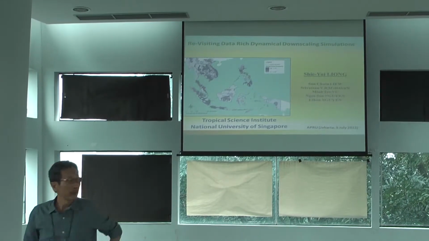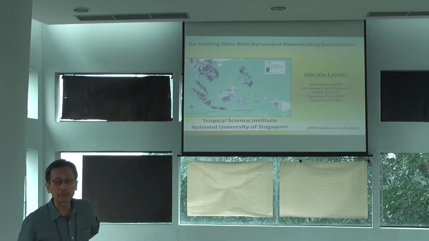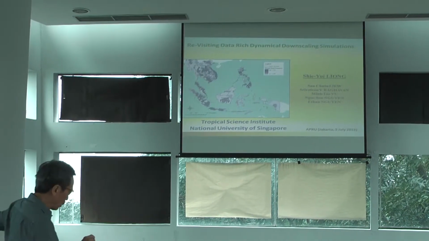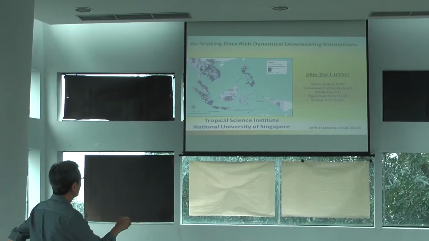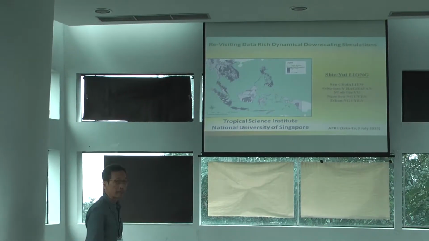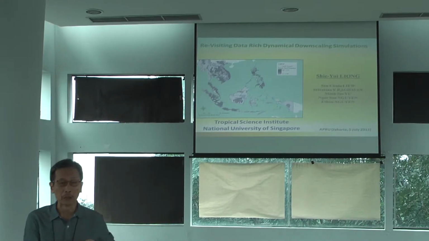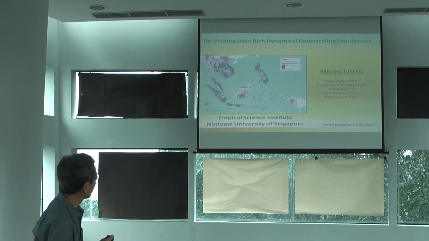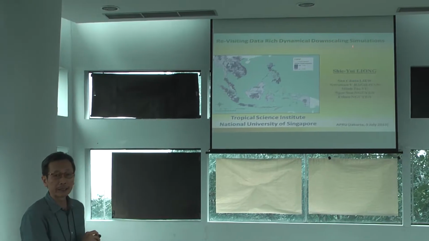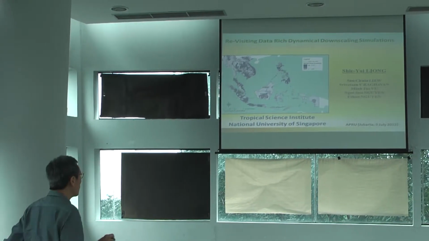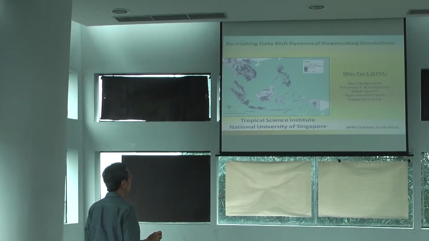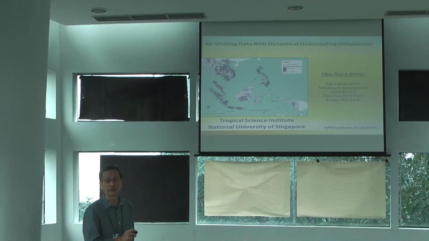Okay, this presentation, the first slide itself already shows something. I purposely chose this slide. This is a flood risk map for this part of the world, Southeast Asia. And the color, the more bluish it is, the more vulnerable the area is to flooding.